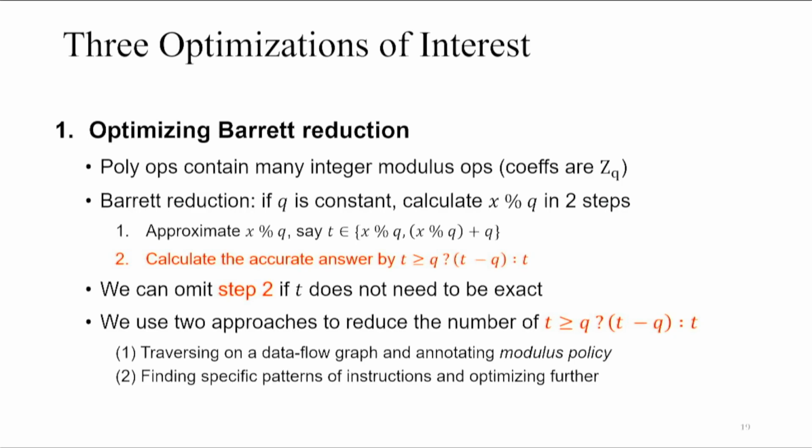And the interesting fact is that we can omit step 2 if the value t does not need to be exact. And in order to determine whether t needs to be super precise or the approximate form is enough, we do two kinds of analysis. The first one is traversing the data flow graph and annotating a modulus policy, which defines how accurate the result of the modulus should be for this operation. And for the second approach, we record a list of specific patterns of interest that can be further optimized, which cannot be handled with the first general analysis.